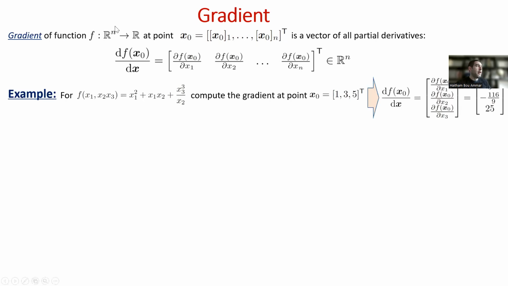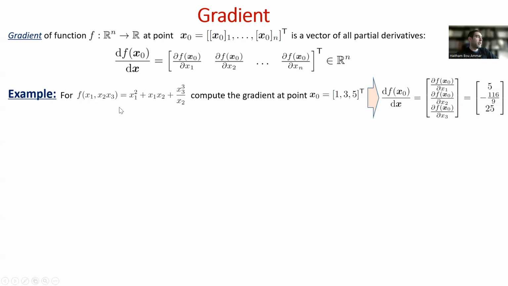Now let's see the example of the gradient. Again, we consider the previous function for which we computed the partial derivatives. It was function f of x1, x2, x3, which is x1 squared plus x1 x2 plus x3 cubed divided by x2. And at the point x0, which is (1, 3, 5), we already computed all of its partial derivatives.